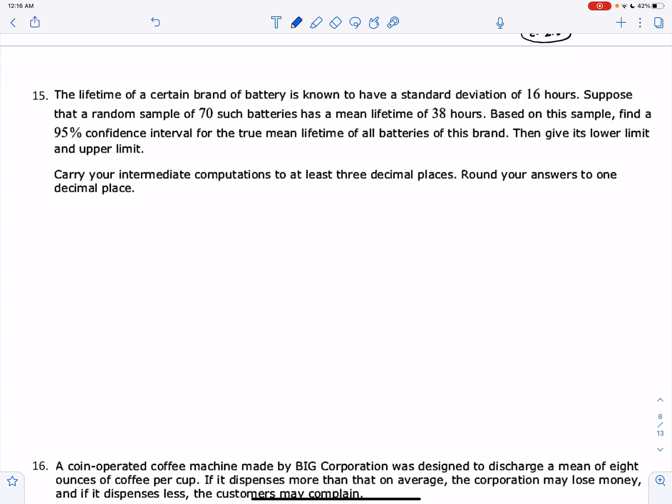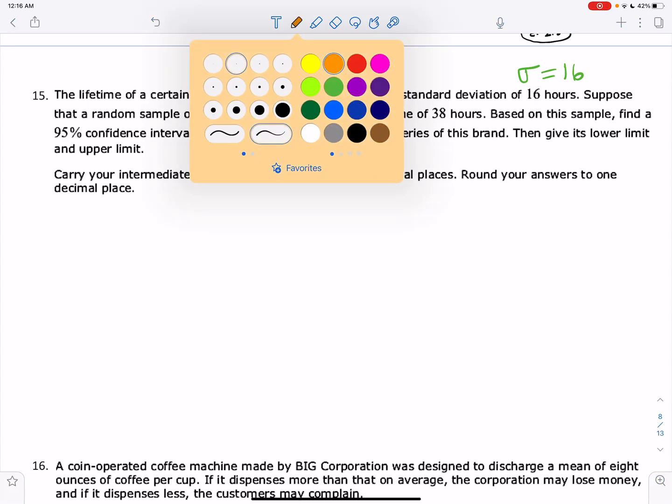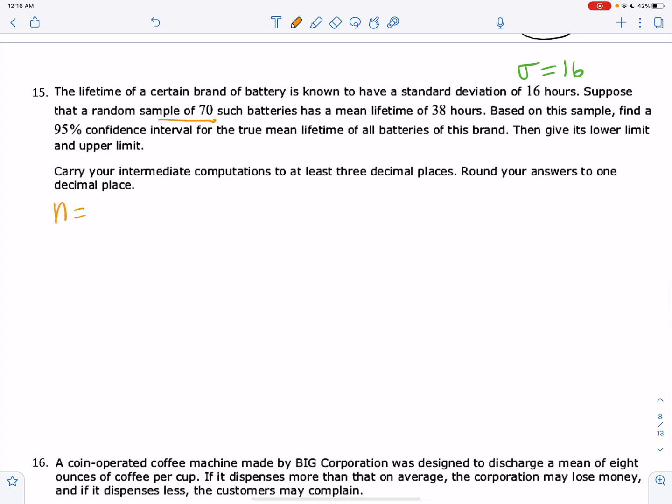Number 15 says the lifetime of a certain brand of battery is known to have a standard deviation of 16. So if it's known to have a standard deviation, it's not coming from a sample. This is a sigma, a known standard deviation of the population. Suppose that a random sample, now we're talking about a sample, n equals 70 in the sample, of 70 such batteries has a mean life of 38. That comes from the sample, so it's a sample mean, X bar is 38. Based on this sample, find the 95% confidence interval for the true mean life of all batteries of this brand. Then give its lower limit and upper limit.